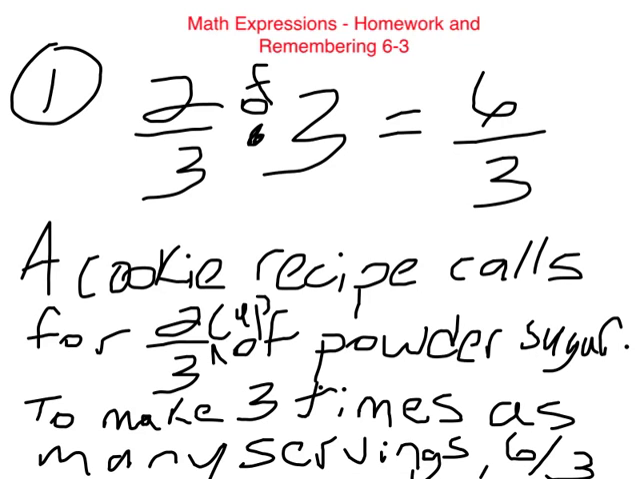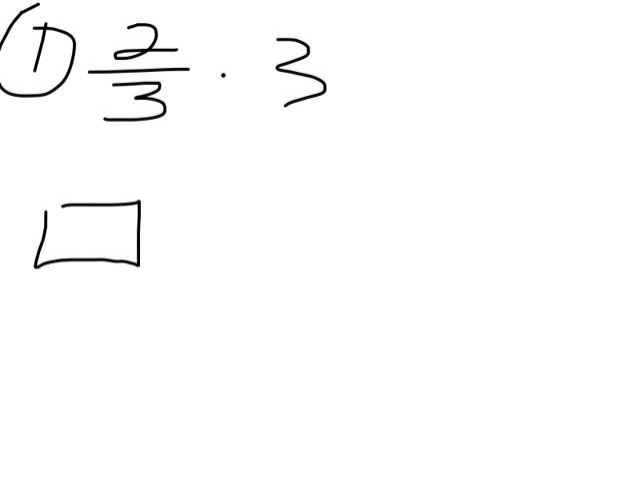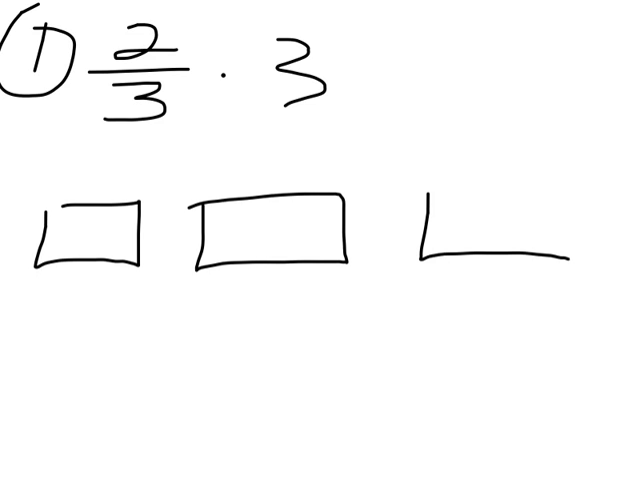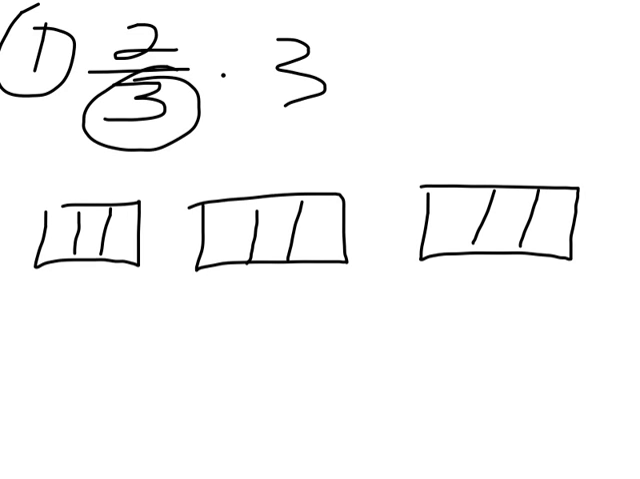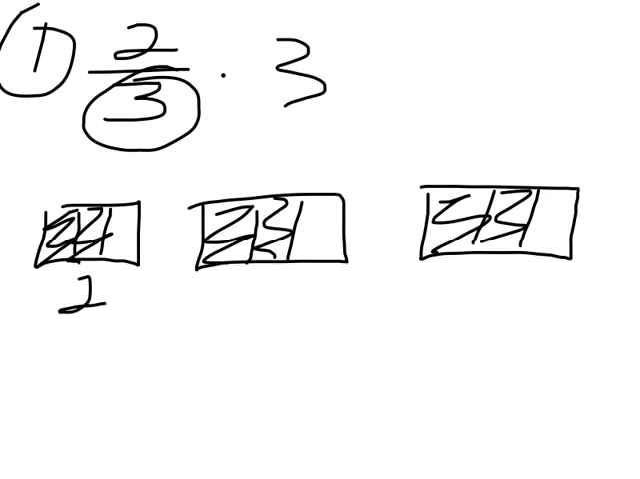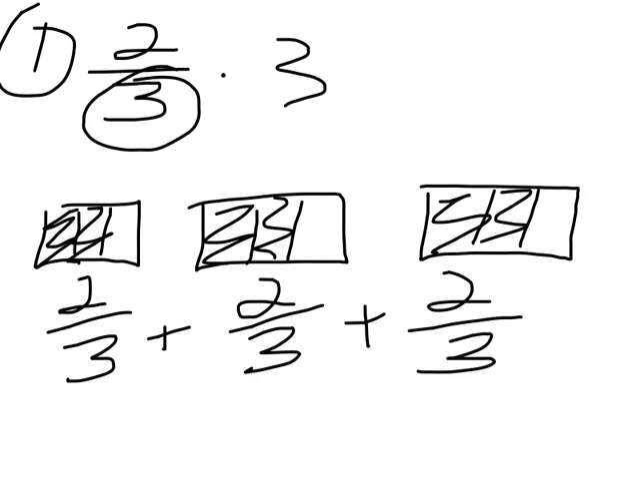Now, it calls for us to also draw a model. So on this next slide, I'm going to create a fresh white page here, and we're going to draw the model. Continuing with number 1, we have 2/3 times 3. Well, I need 3 wholes, and I'm going to cut them into thirds. Why do I cut them in thirds? Because my denominator is in thirds. So if I have 2/3 of each whole, that's 2/3 plus 2/3 plus 2/3 equals 6/3.